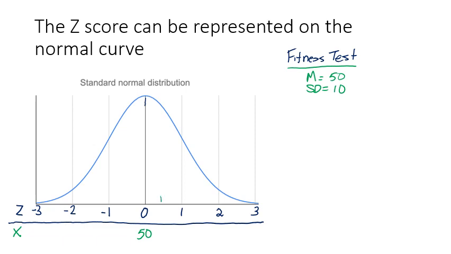So I'm going to write them up here. Each distance like this is worth 10. So 50 plus 10 is 60. This one is worth 10. 60 plus 10 is 70. This one is worth 10. We come to 80. We can do the same on the area below the mean. 50 minus 10 is 40. 40 minus 10 is 30. And 30 minus 10 is 20. So there is the distribution that we're going to be working with.